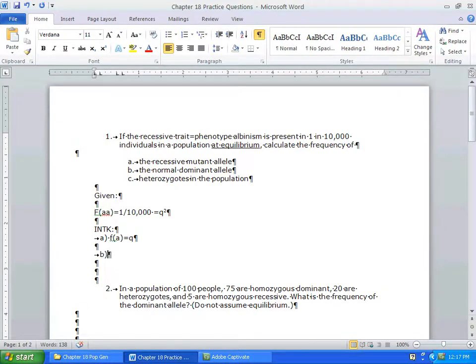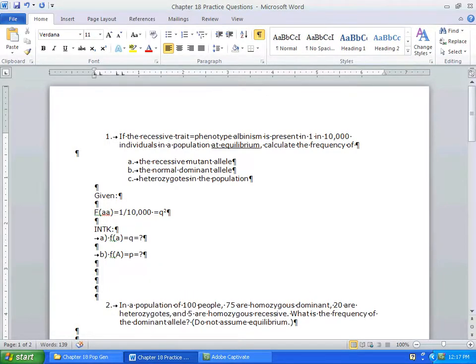In B, they're asking you for the frequency of the dominant allele. So the frequency of the dominant allele in Hardy-Weinberg language is p. So those are what you're trying to find. And in part C, they're asking you to figure out the frequency of heterozygotes. The frequency of heterozygotes is the frequency of individuals with a heterozygous genotype. And in Hardy-Weinberg language, that's 2 times p times q. Okay? So that's what you're trying to figure out.